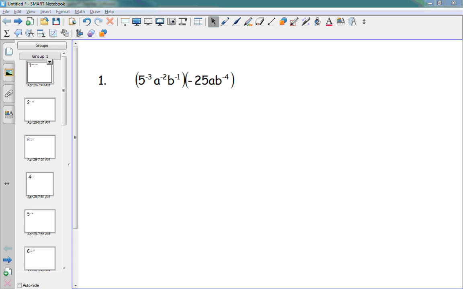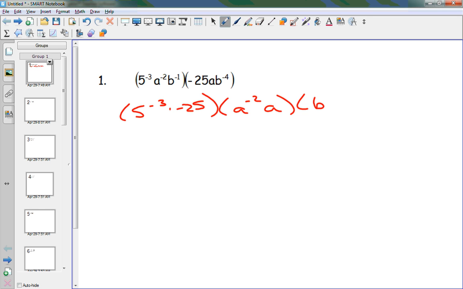Okay, so this is number one off of the 612 test. So what do I do? Do I have any exponents on the outside? Parentheses? No, so what am I saying? Numbers with numbers, letters with letters. Now, this means I have how many little problems up here?